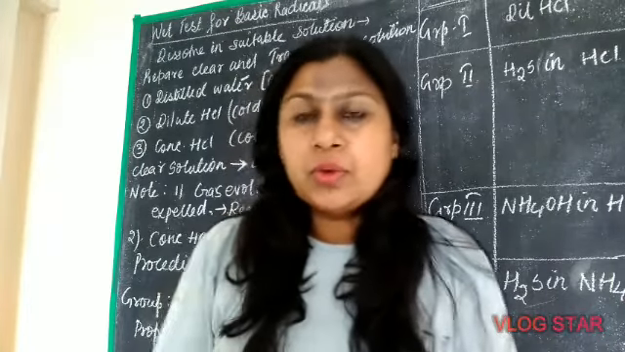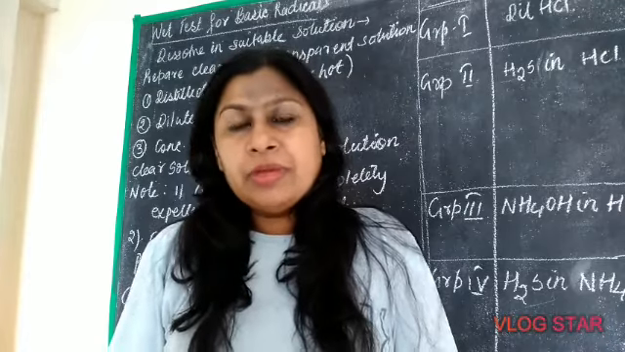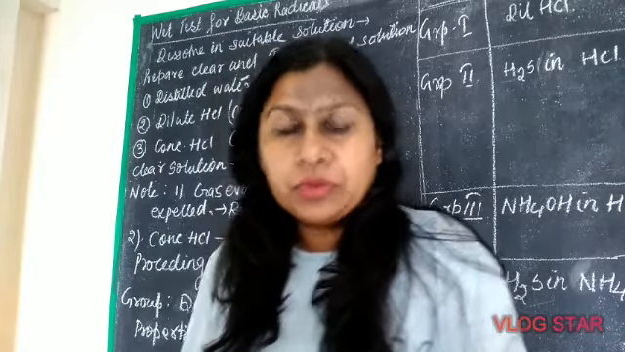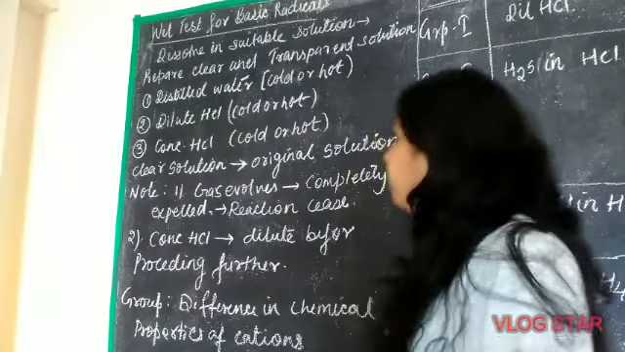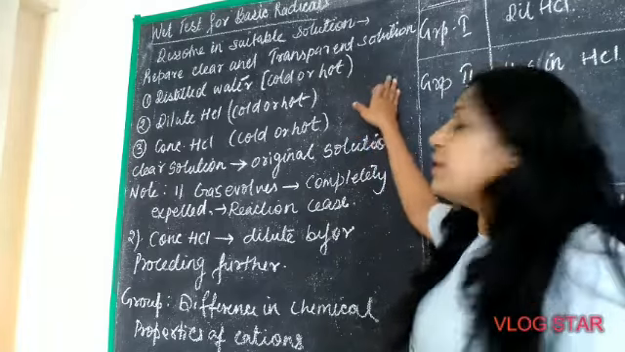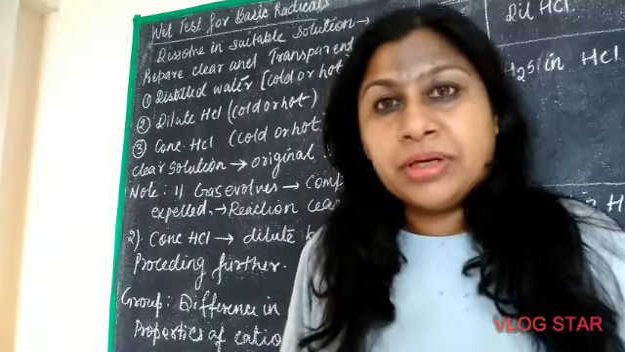Hello children. So after the completion of acid radical analysis, we'll proceed for the wet test analysis of basic radical. For that, what steps we have to take? First, we have to dissolve the given salt in suitable solvent so that we get a clear and transparent solution.